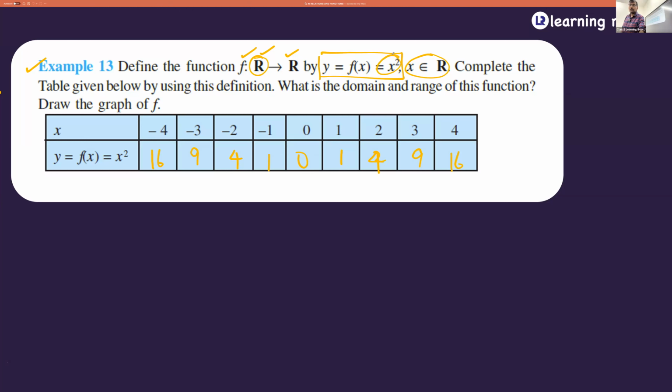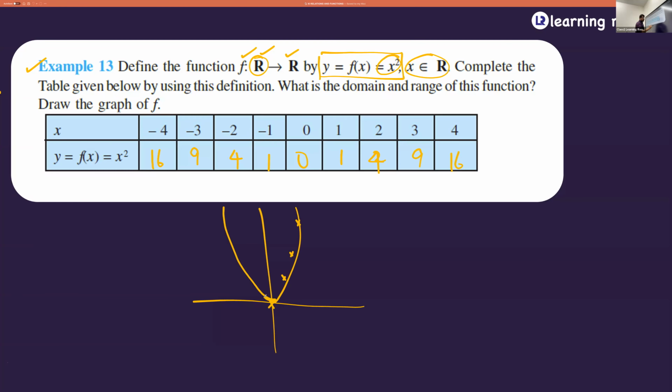Right. So if I have to plot the graph for this, then how does it look like? When x is equal to 0, I'm getting a 0. When x is equal to 1, I'm getting 1. When x is equal to 2, I'm getting a 4. When x is equal to 3, I'm getting a 9. So the graph keeps going like this, and on the other side, it will be symmetrical. So basically, it looks like a U-shaped graph.